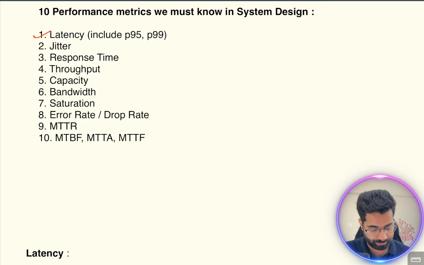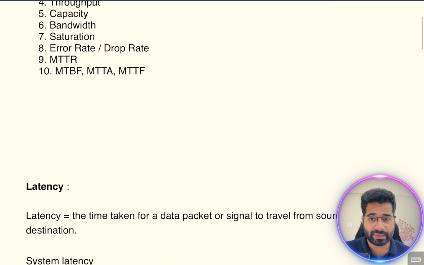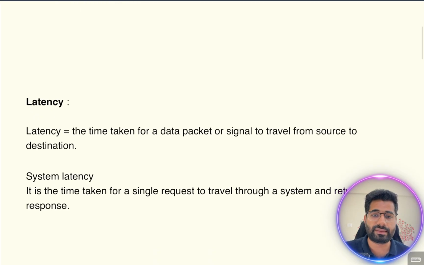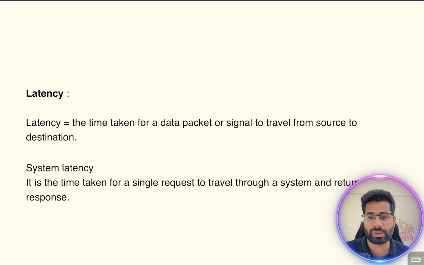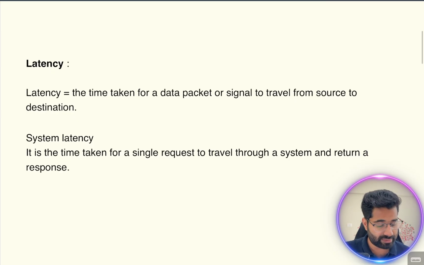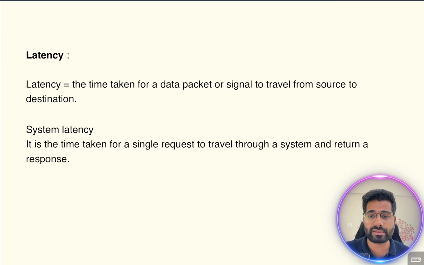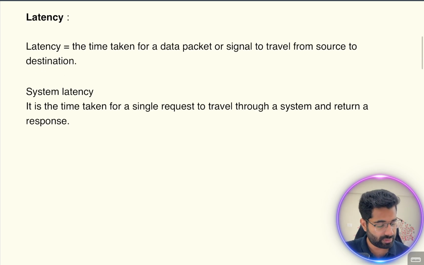So let's get started. What is latency? Latency is basically the time taken by the signal to travel from source to destination. In terms of system latency, we define it as the time taken by the request to travel throughout the system and then return back to the client as a response. Let's understand this with the help of an example.